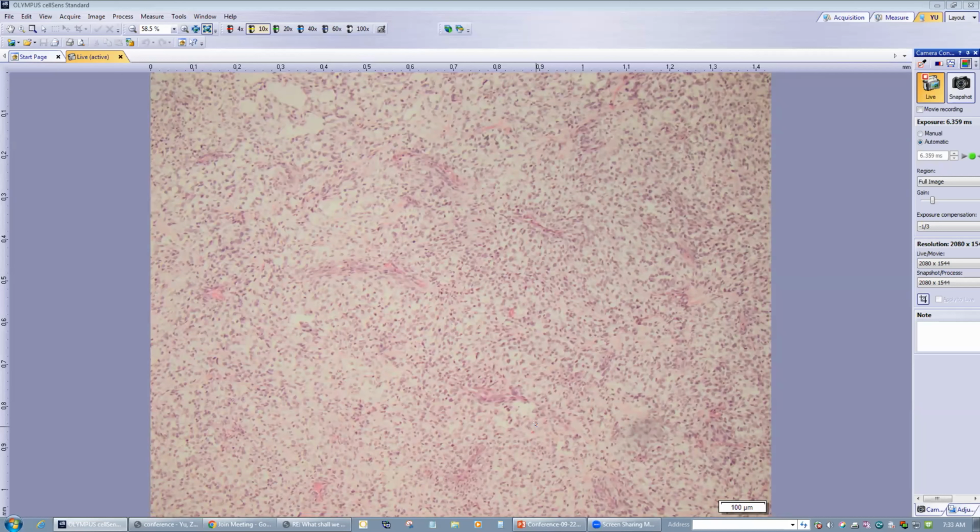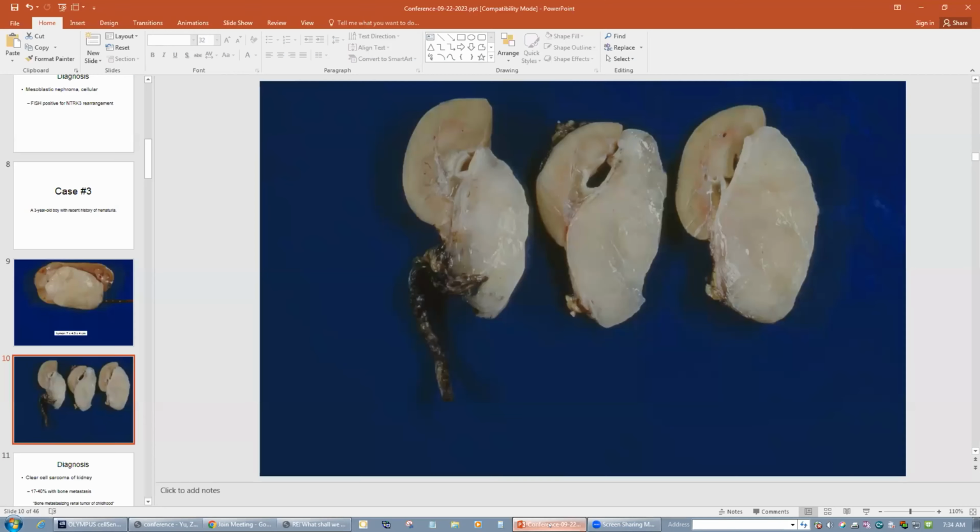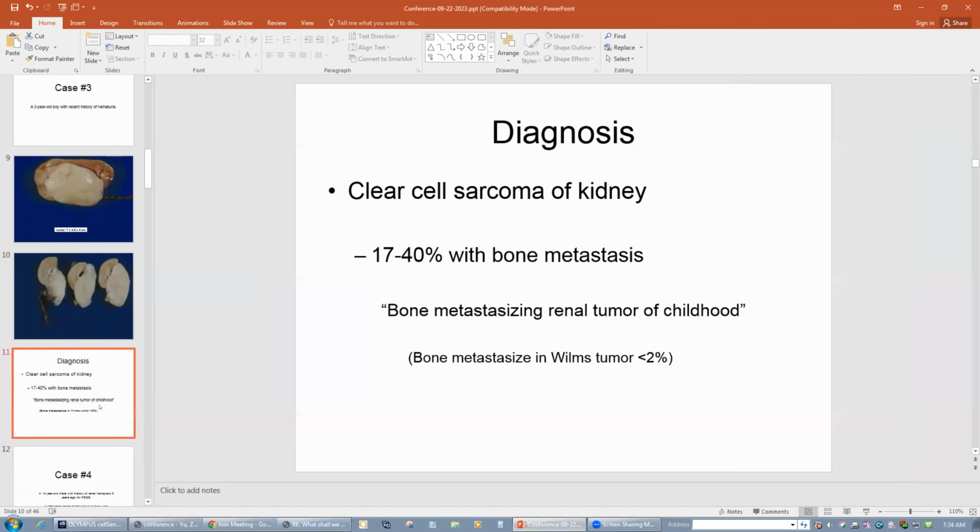But nowadays, we know this tumor is associated with BCOR mutation. So if you do BCOR immunohistochemical stain, it's going to be strongly positive. There are a few other genes involved, but the BCOR immunostain is a very helpful feature for that. Let's see. So this one, the diagnosis is clear cell sarcoma of kidney. We call it sarcoma because they are negative for cytokeratin. It's not an epithelial tumor, so it's a sarcomatous tumor.